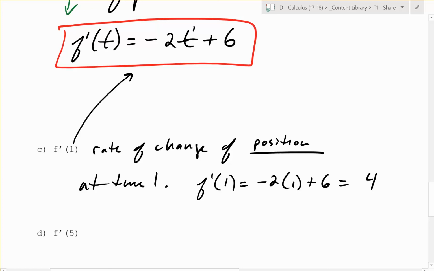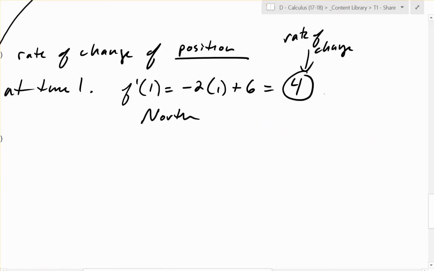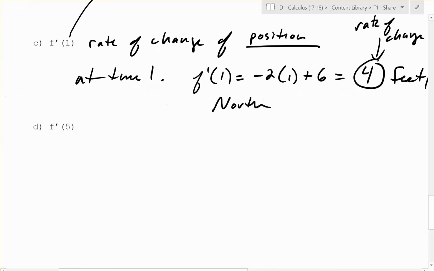So what does that mean? It means the person is moving north because the value is positive. This is a rate of change. So the person is moving north at a rate, and what's the unit? We're talking about seconds and feet. So this is going to be 4 feet per second. So the person is moving north because it's positive.